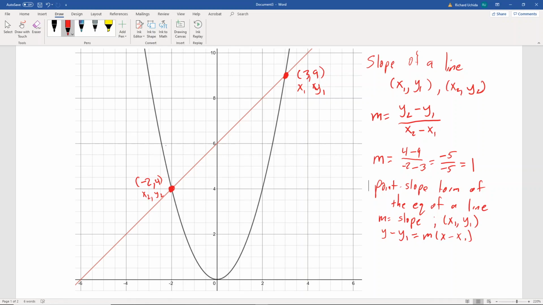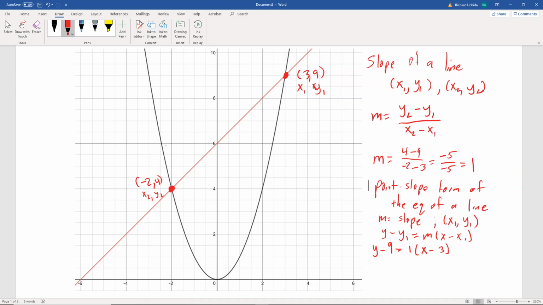So in this case, using this example, we had our slope as 1. We could use either point. You'd get the same answer either way. Let's use the point (3, 9). So the equation of this line would be y minus our y coordinate of our point, so 9, equals our slope, which in this case was 1, times x minus the x coordinate of our point, which was 3.